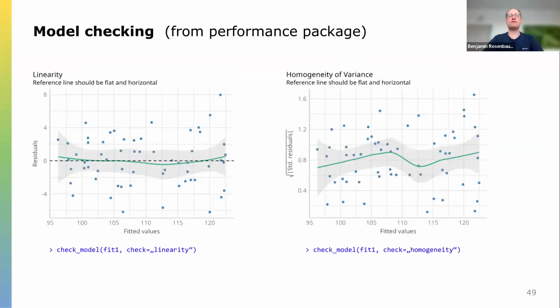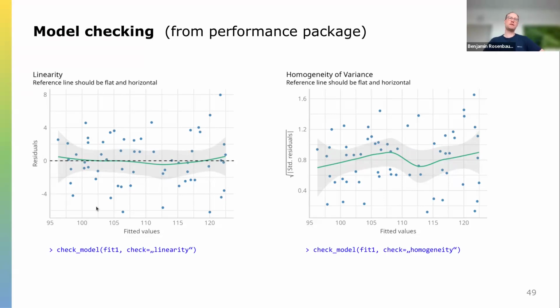Then, since recently, there is this performance package, which is quite useful. Again, this is not necessarily connected to Bayesian statistics. It's used in the whole linear mixed effects model framework as well, in the frequentist world. And it works together with the brms package, and it will give you some nice plots for model checking.